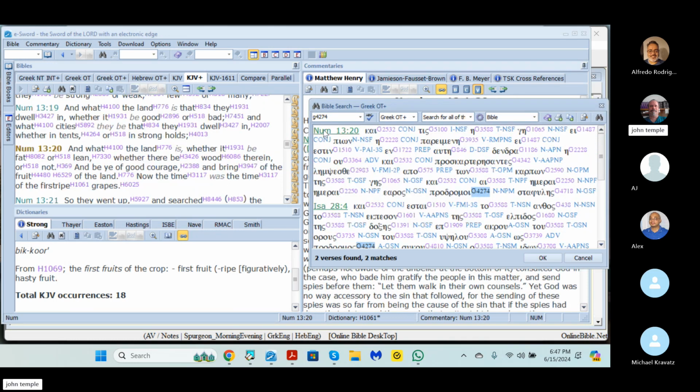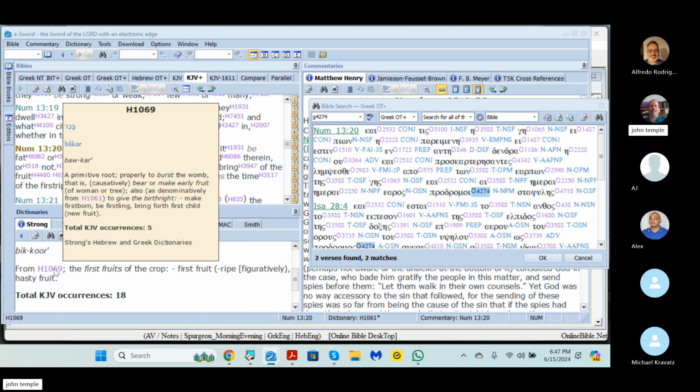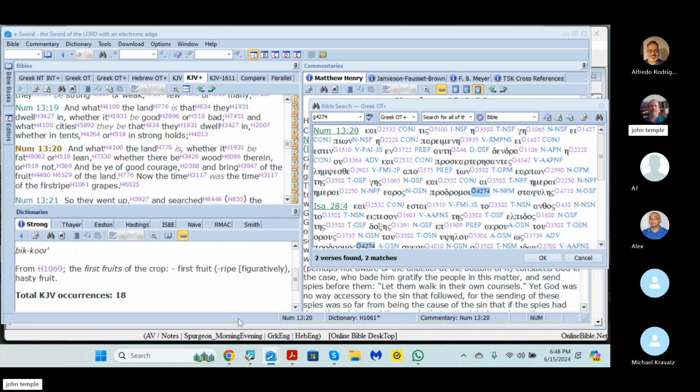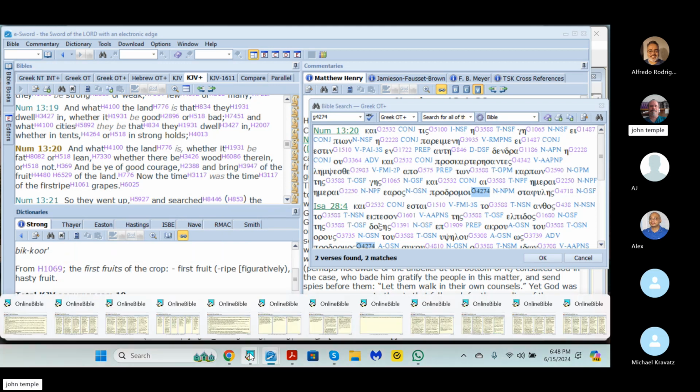Numbers 13:20. First ripe grapes. I want to get this 1069. Here it is. 1069 is bokar, and that's probably to burst the womb, that is to bear or to make early fruit, a woman or tree, also denominatively from 1061, which is bikur, to give the birthright, make firstborn, be firstling, bring forth first child or new fruit. So that's basically what you get from that when you put forerunner into the Old Testament.